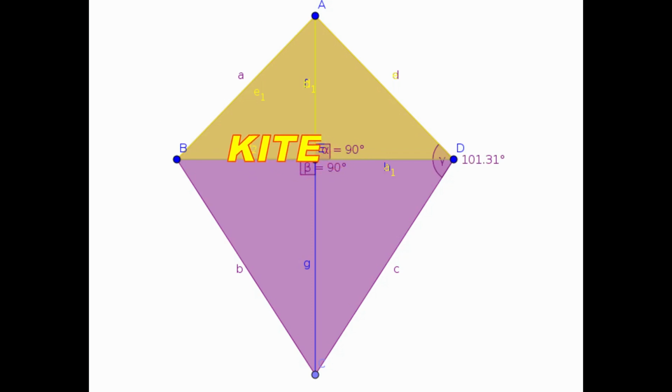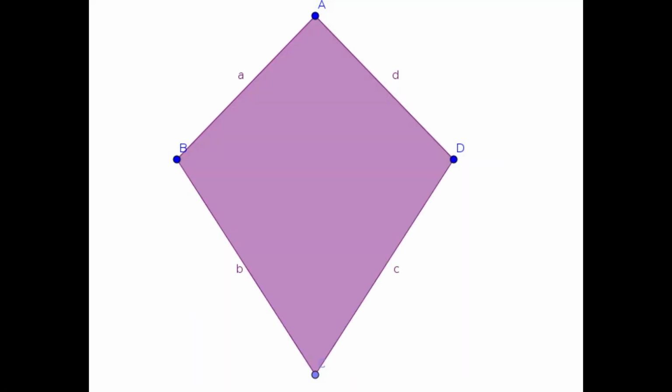Let us know about the kite. Kite is made up of four sides and four angles. Two pairs of sides are equal.